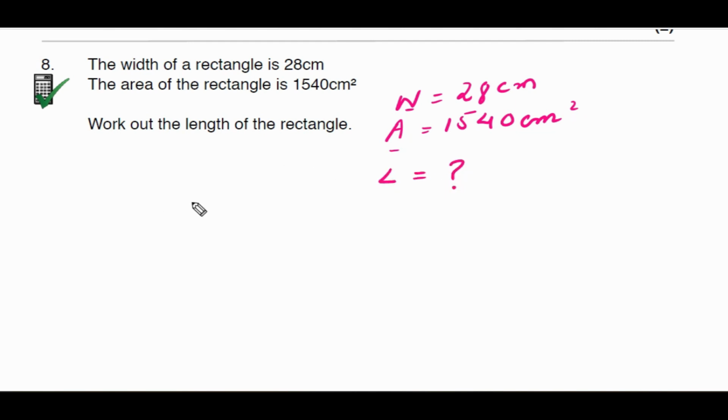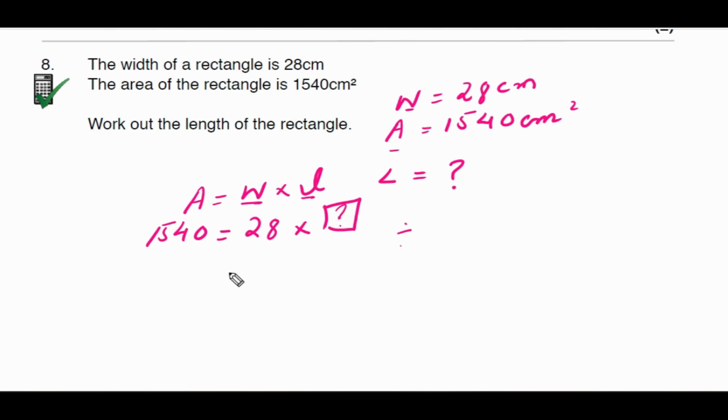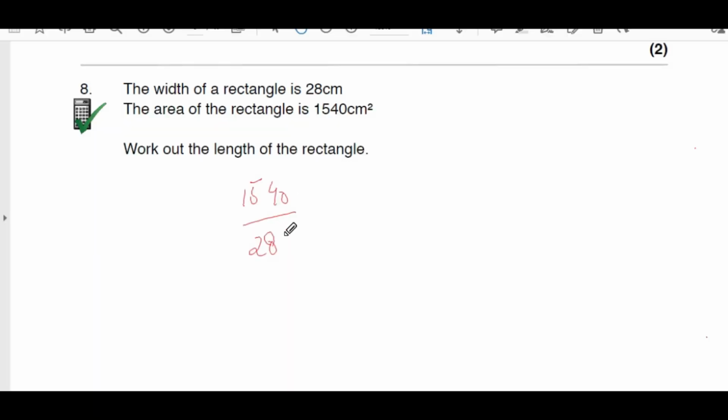Length. When you need to find area, what do you do? Multiply length and width. And when you need to find width or length, what will you do? You will divide. So the same thing we are going to do over here. 1540 equals 28 times what? This thing you need to find, that is length. So we have to divide 1540 by 28. So what you need to do, you need to divide these numbers. You can use both of the ways.